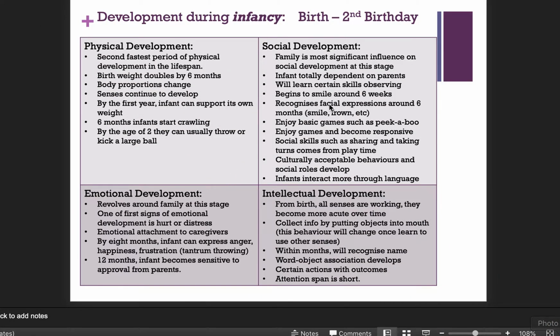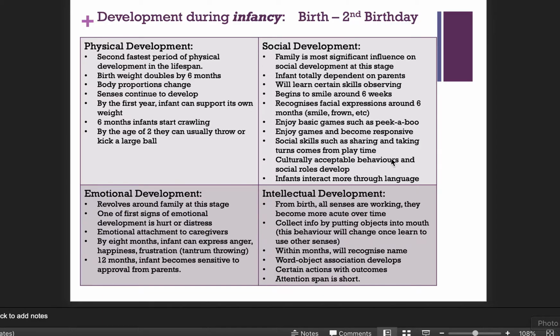So they're starting to recognize facial expressions around the 6-month phase, and they can smile around the 6-week before that. They enjoy basic games like peekaboo, and as I mentioned, that concept of are they still there or are they not? They enjoy games and they start responding, and the social skills like sharing and taking turns start to come into play, learning that I do this and then you do this. Quite often in this social development, if we're talking about a younger sibling, they're also learning off their brother or sister, their older sibling, and that's a real critical aspect in terms of even having a faster physical, emotional, and intellectual development.